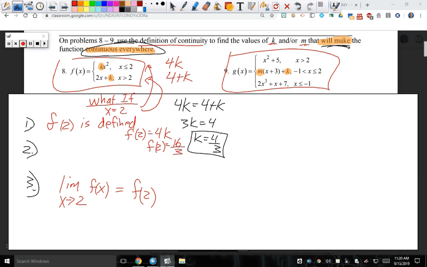Are we good? Why is it 4k, not 4 plus k? Because this is a really good question. F of 2 is where it's equal to. Okay. So if I plugged in 2 right here, I would get 4k. Okay, if I only see 16/3, you didn't use the definition properly. I want you to use it with variables whenever they're needed and know when to plug it in to get your answer. Now, the limit of f of x as x is approaching 2 must exist.